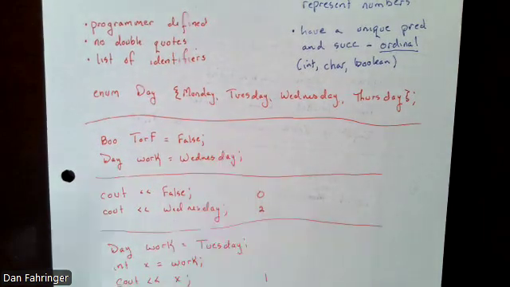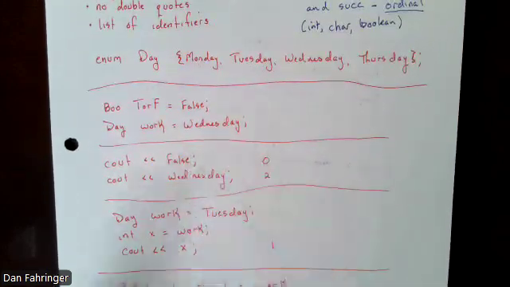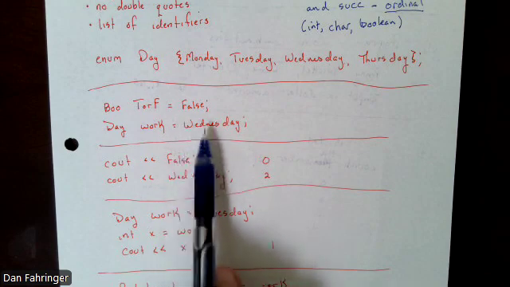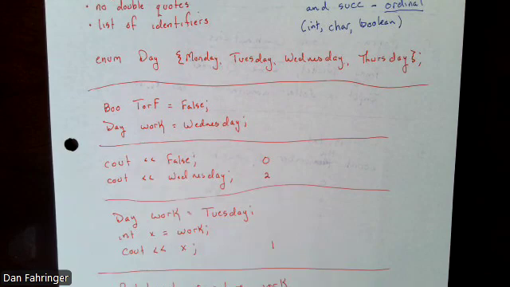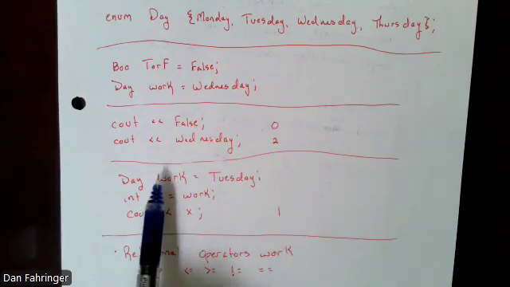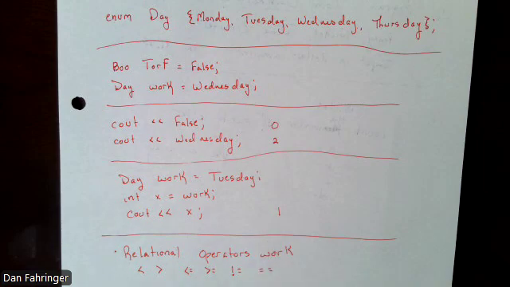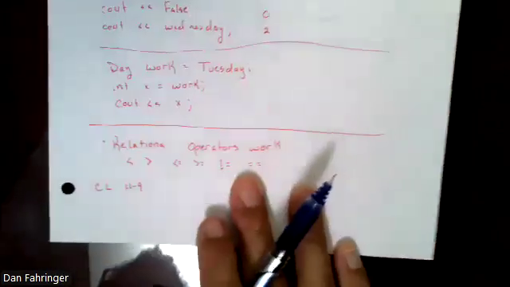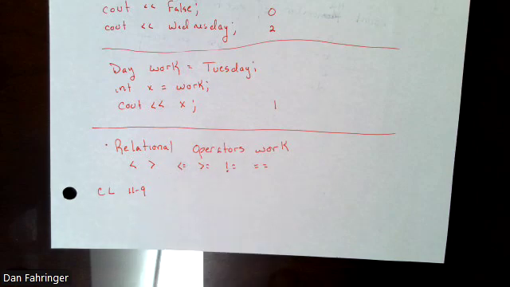Here's a data type day. Work. I can assign work the value Wednesday. If I cout false, I would get a 0 from the Boolean data type. If I cout Wednesday in a program I'm working with, it would say, hey, that's a 2. Can I compare them? Yep, I can compare them. X can get the value of whatever Tuesday's number is, 1, and it would display 1. Do the relational operators work? We know we have 6 relational operators, less than, greater than, on and on and on.